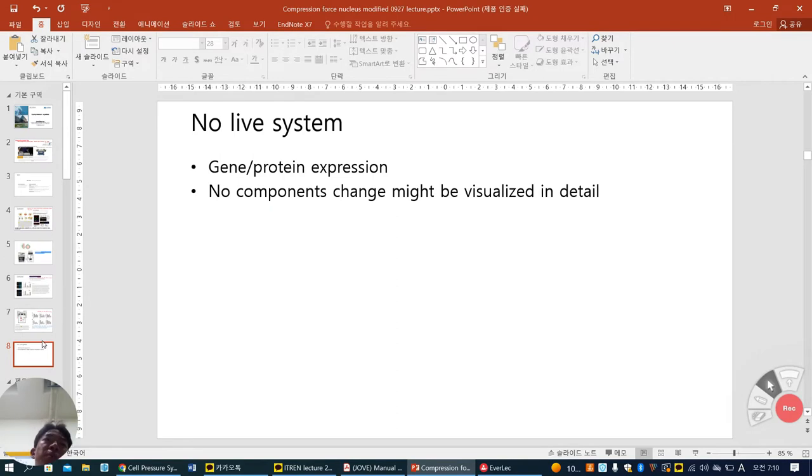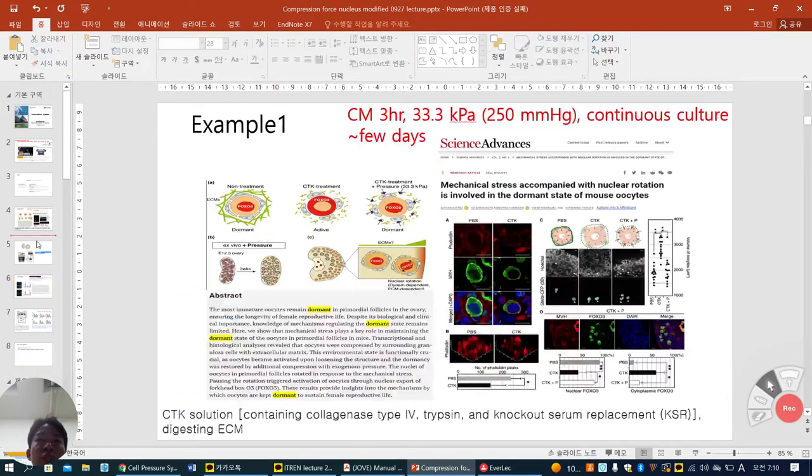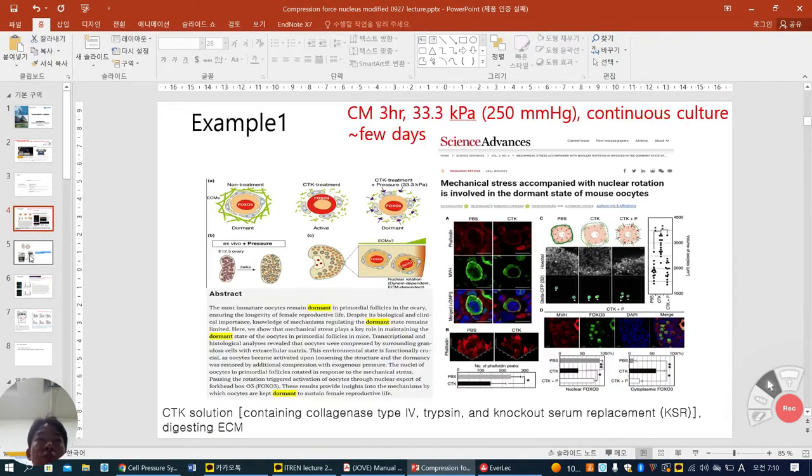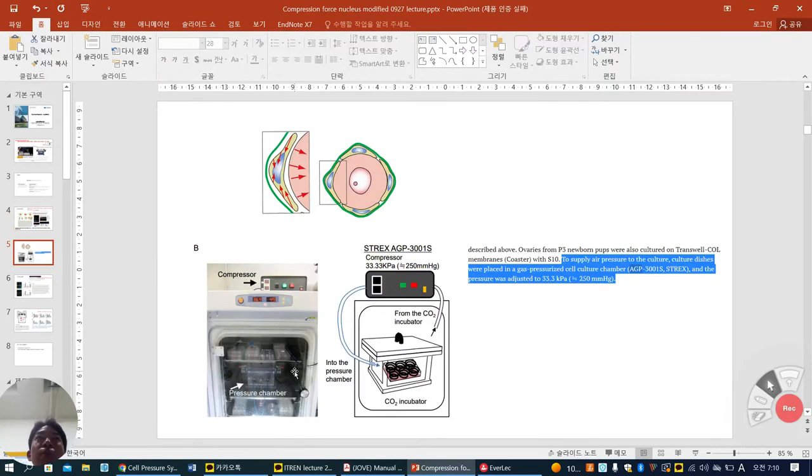But the limitation of this system is that there is no live imaging, because as you can imagine from this machine, it's not easy to install it on top of the microscope stage or a live imaging system. So at the same time, you cannot track the cell while you are inducing compression force. Right after compression force, you have to fix directly, as soon as possible, and then you can visualize them to see what kind of components have changed.